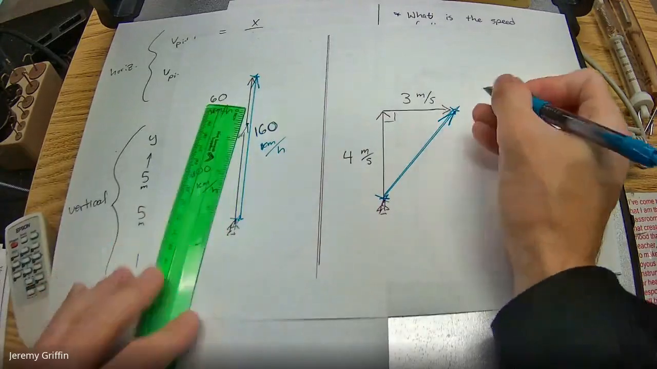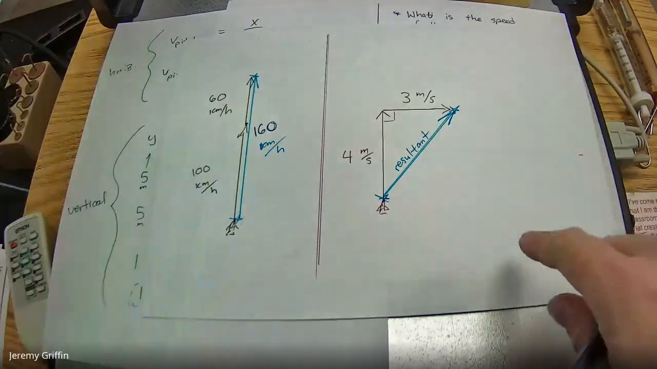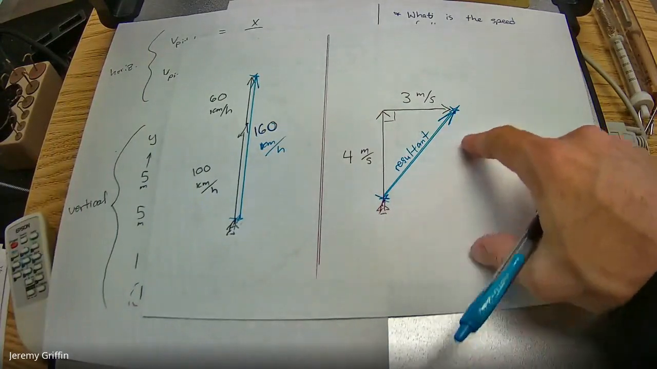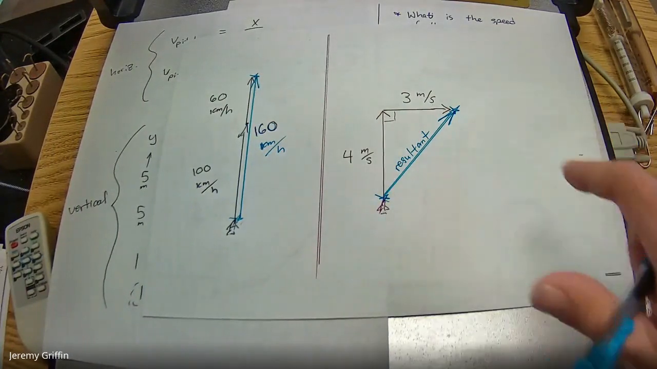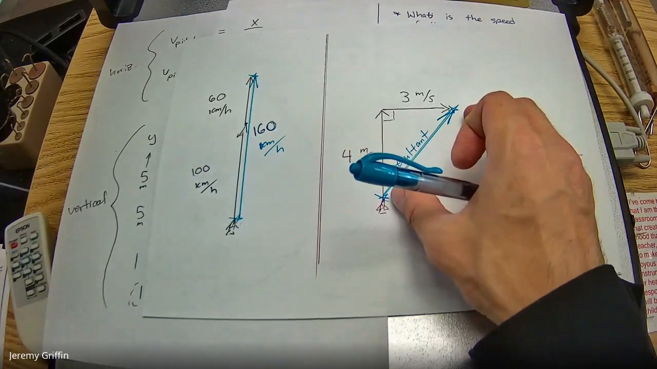Would look like this. It's called the resultant. And that's the direction that the drone actually moves, right? Kind of northeastish. Not only is that the direction that it moves, the magnitude of this also represents the ground speed of that drone.